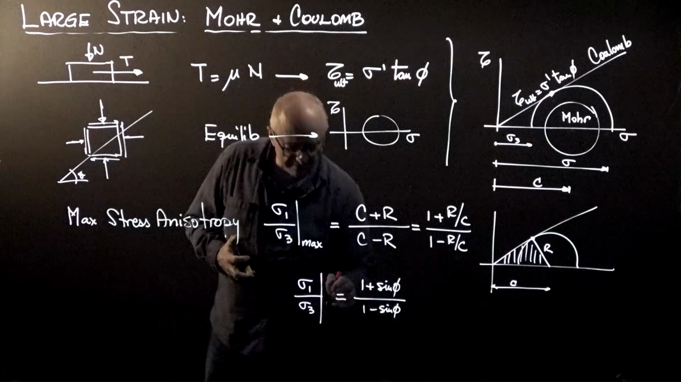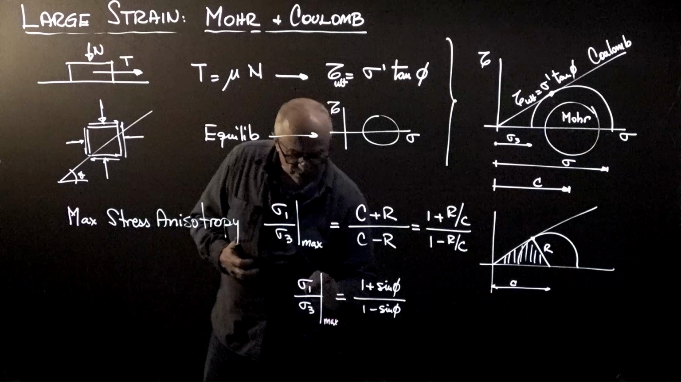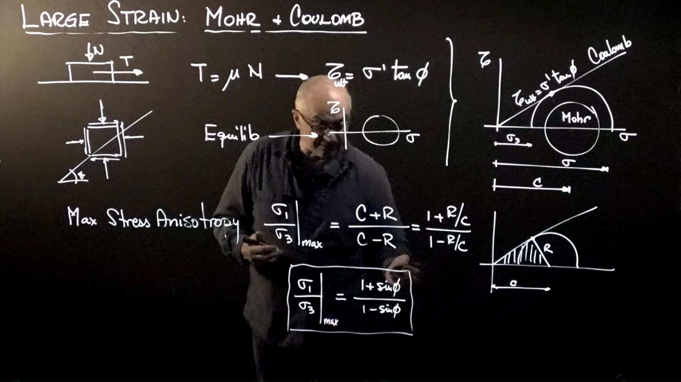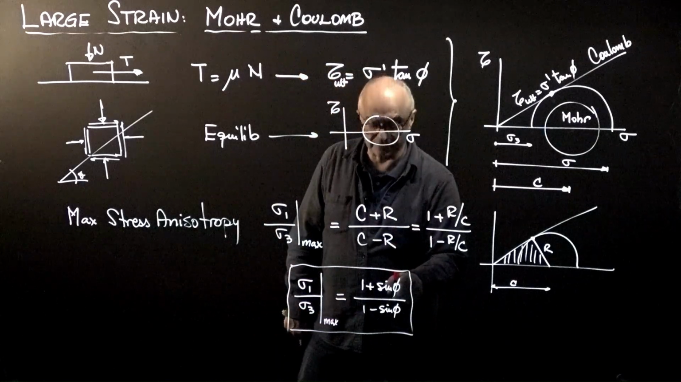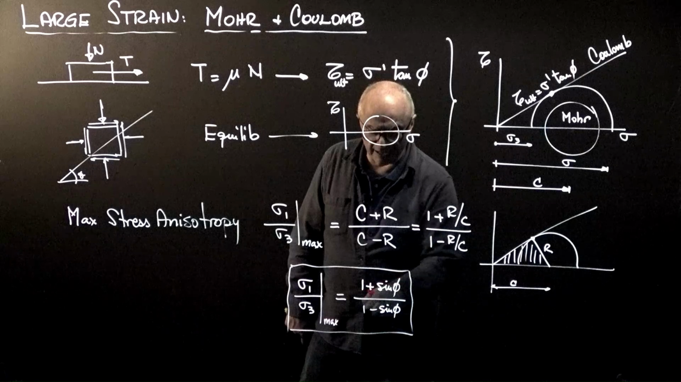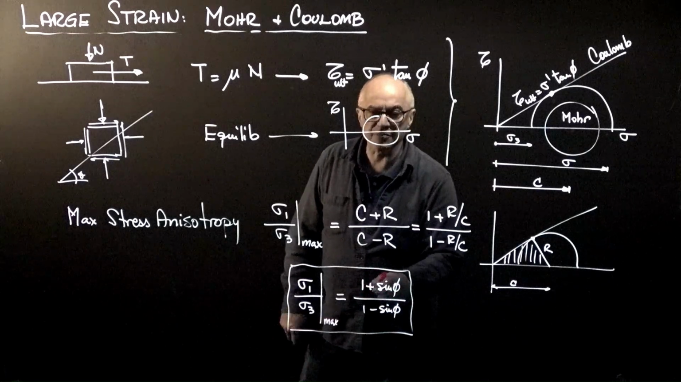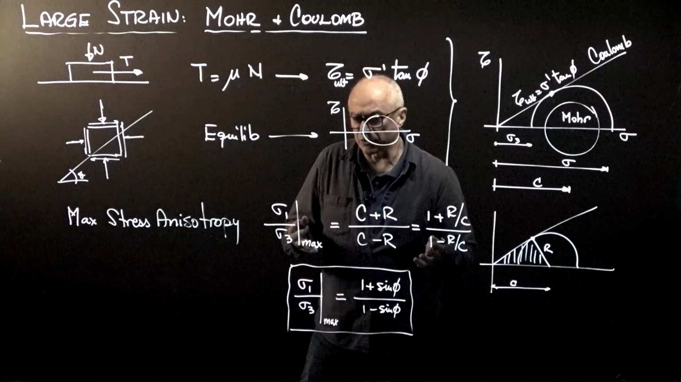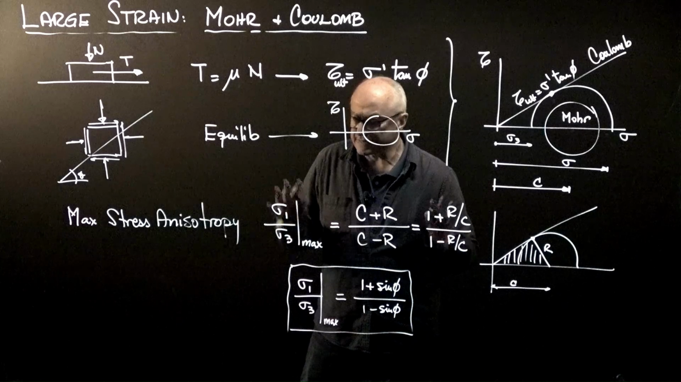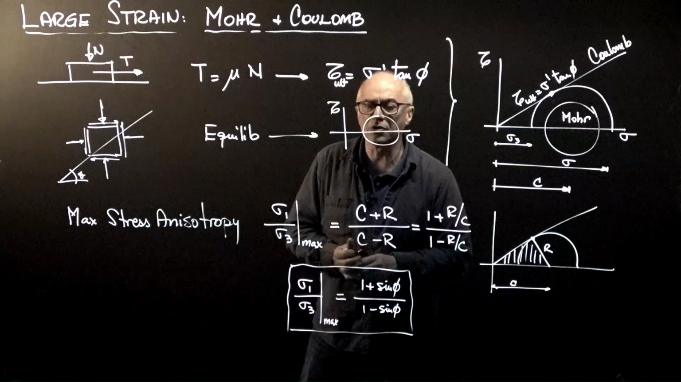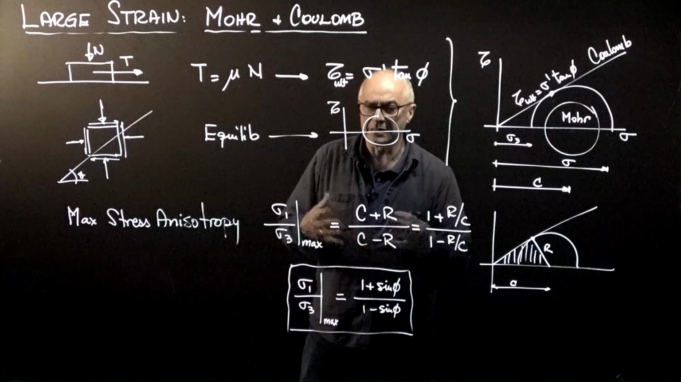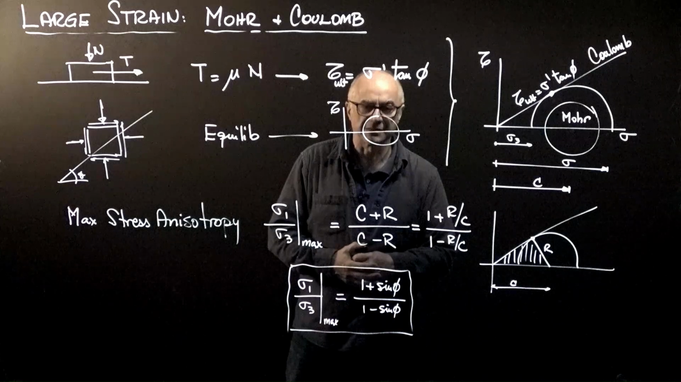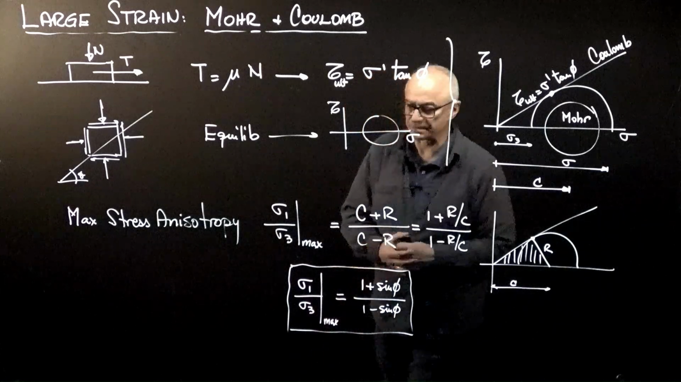A soil reaches a maximum stress anisotropy, which is totally determined by its frictional strength. For example, if phi is equal to 30 degrees, this is 1.5 divided by 0.5, this maximum stress anisotropy is 3. And it rarely exceeds 4 or 5. That's it. We cannot mobilize more stress anisotropy in a granular material where the strength is controlled by frictional shear resistance.